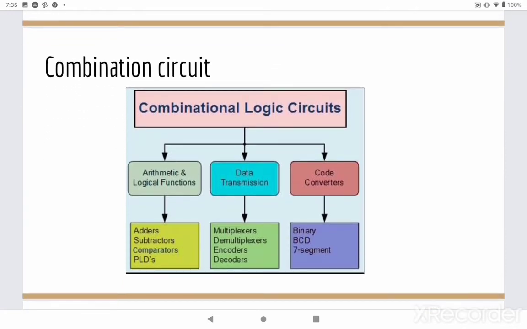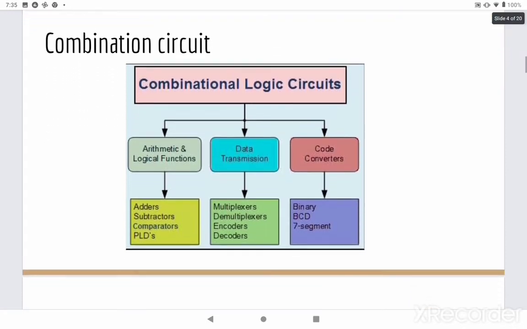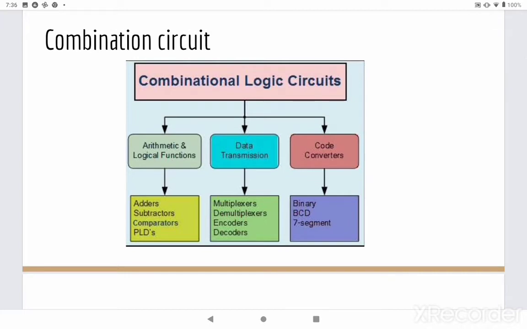We have a diagram here for the combinational circuit. Mainly it has three parts. The first part stands for arithmetic and logical functions, which give applications like adders, subtractors, comparators, PLDs, etc. In the case of data transmission, you get facilities like multiplexers, demultiplexers, encoders and decoders, etc. Then in the case of code converters, you get facilities like binary, BCD and 7-segment.